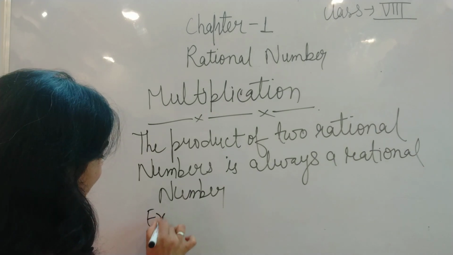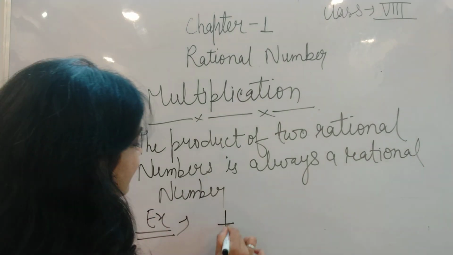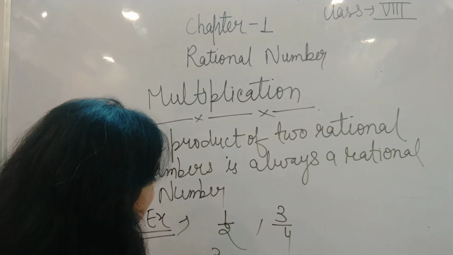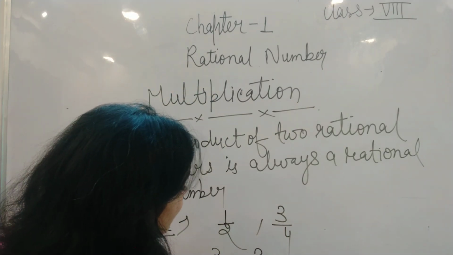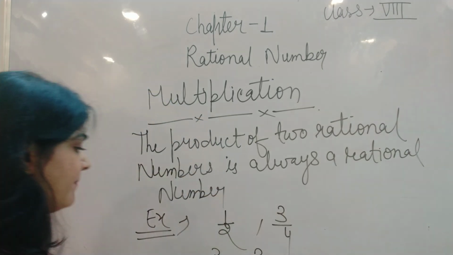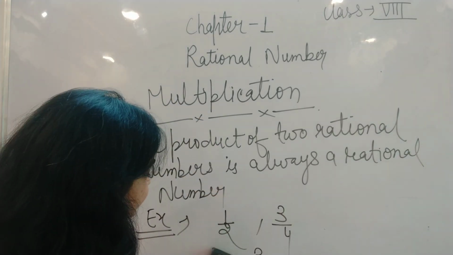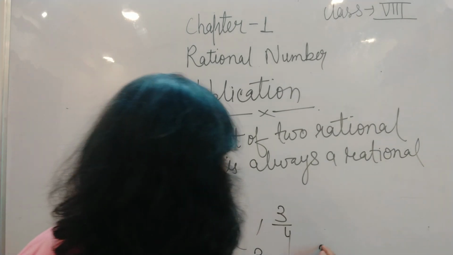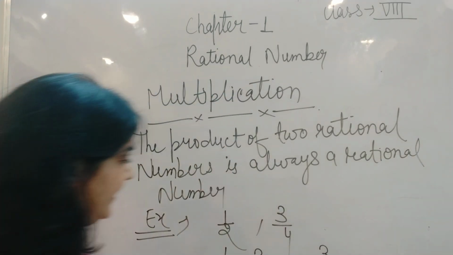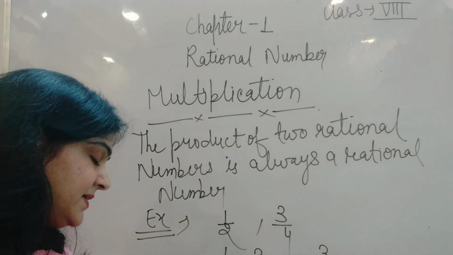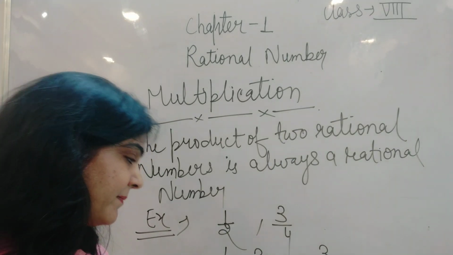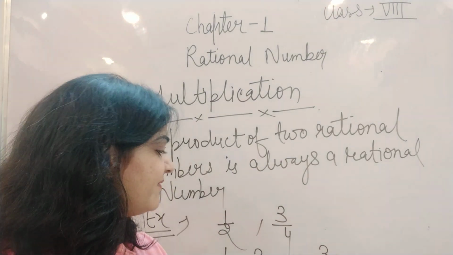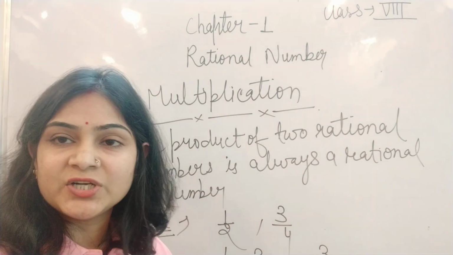For example, 1 by 2, 3 by 4. If we multiply these two rational numbers, so what will come? 3 by 8. This is a rational number, this is a rational number, and the product of two rational numbers, 3 by 8, is also a rational number.